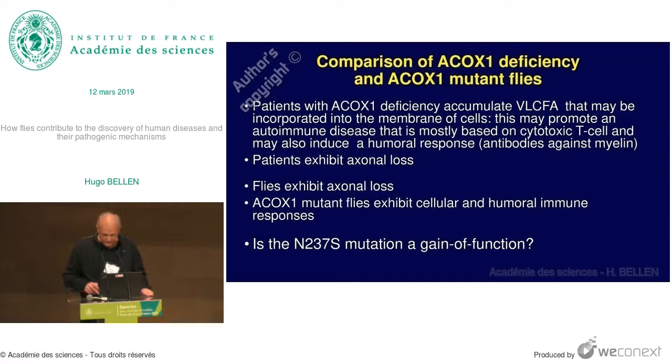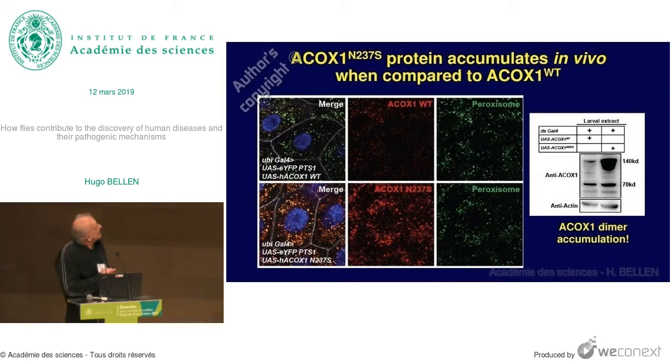And so we tested this mutation that was found in the patient, and as you can see, when we express this protein, the wild-type human protein, and co-localize it with peroxisome, this protein is present in peroxisomes. When we express the mutant protein that was found in these two patients, we see that there is an accumulation of this protein in peroxisomes. And if you do a Western blot, you see that there is a massive amount of this dimer, and this is actually the active protein, suggesting that this point mutation causes a dramatic gain of function.